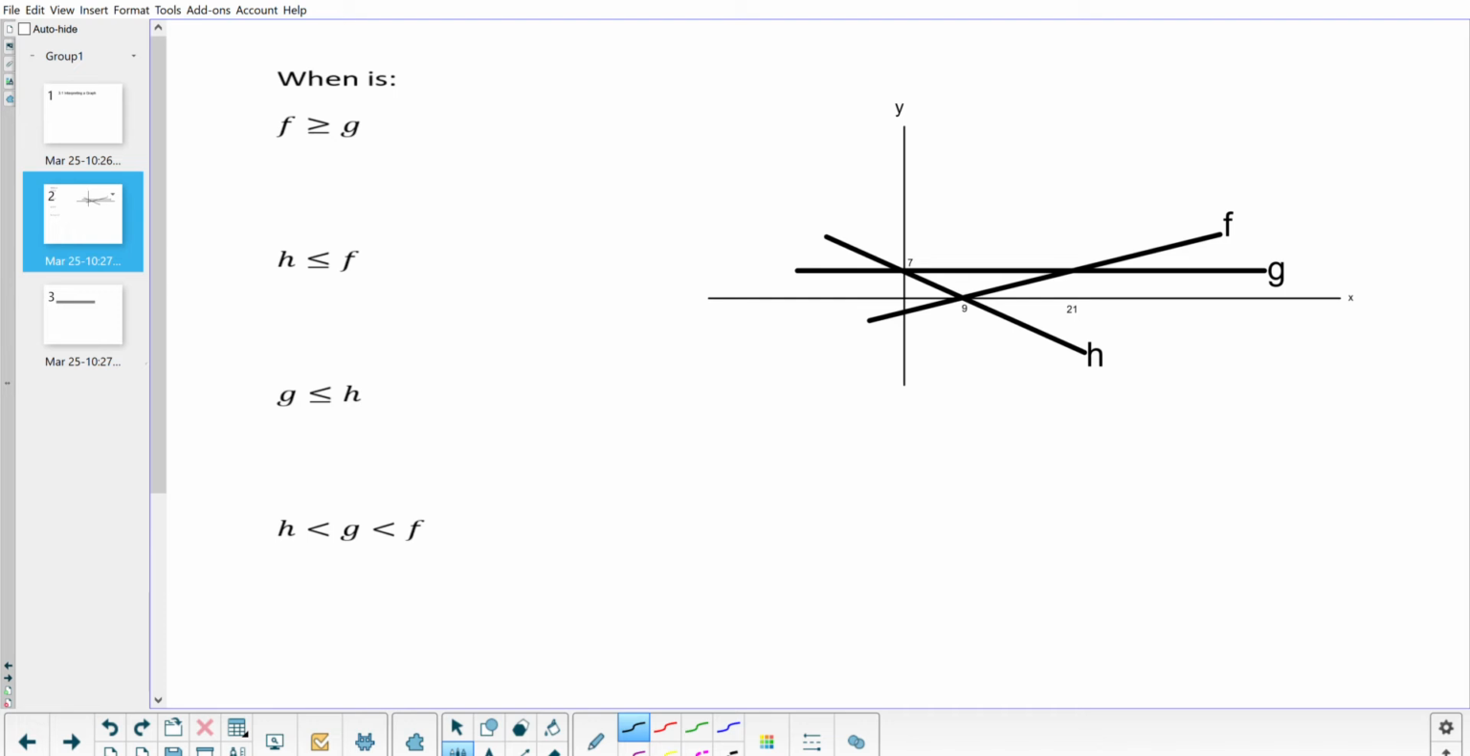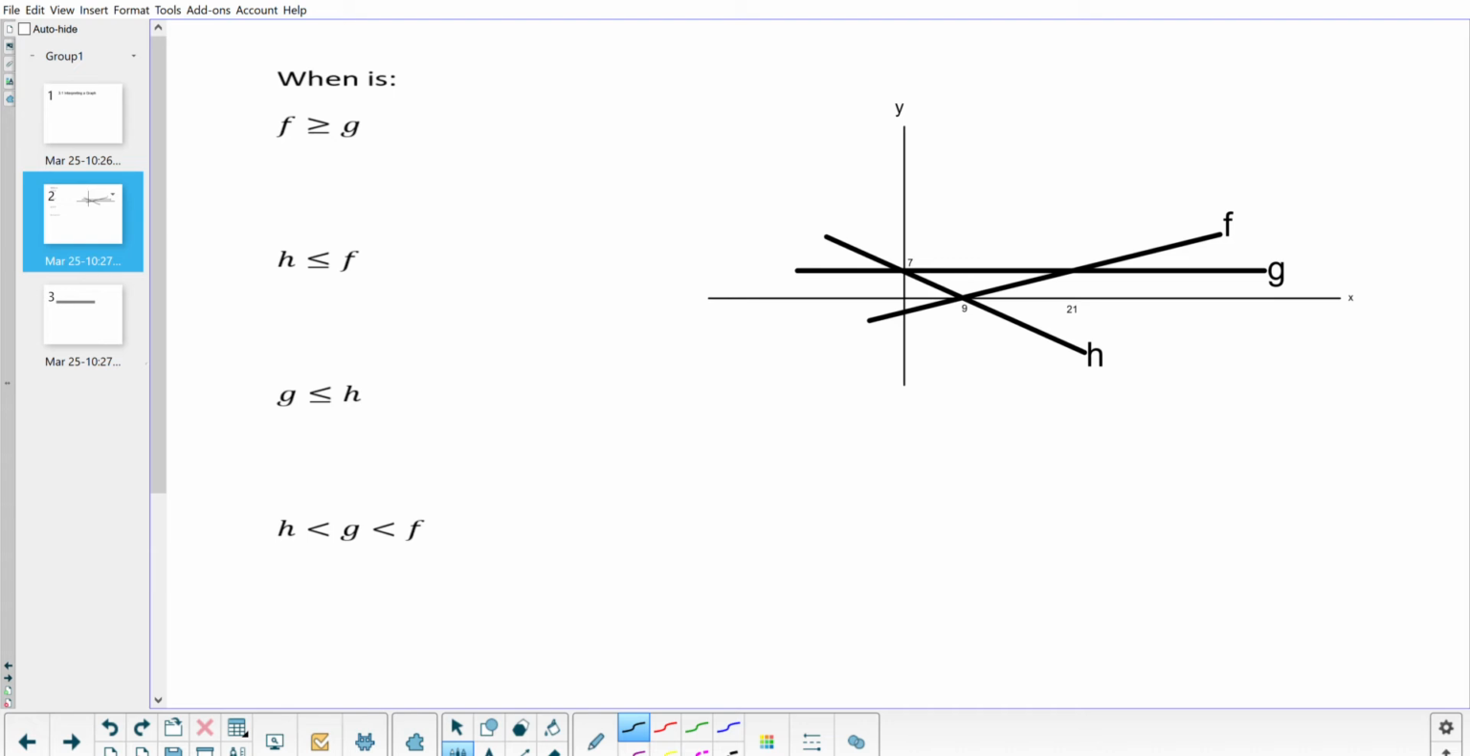Now, I have a few points labeled. I have x equals 9, x equals 21, and then also y equals 7 labeled on this graph. And then you can see I have all these different inequalities that I'm asking for. So let's go through these.